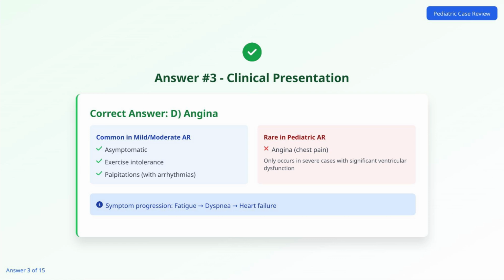Mild to moderate aortic regurgitation in children is typically asymptomatic. When symptoms develop, they usually begin with exercise intolerance and fatigue, progressing to dyspnea with exertion. Palpitations may occur with arrhythmias. Angina is rare in pediatric patients and generally only occurs in severe, long-standing cases with significant left ventricular dysfunction.